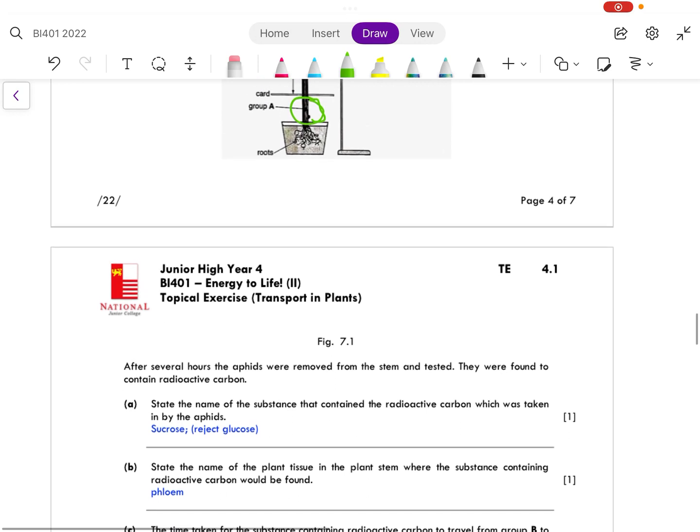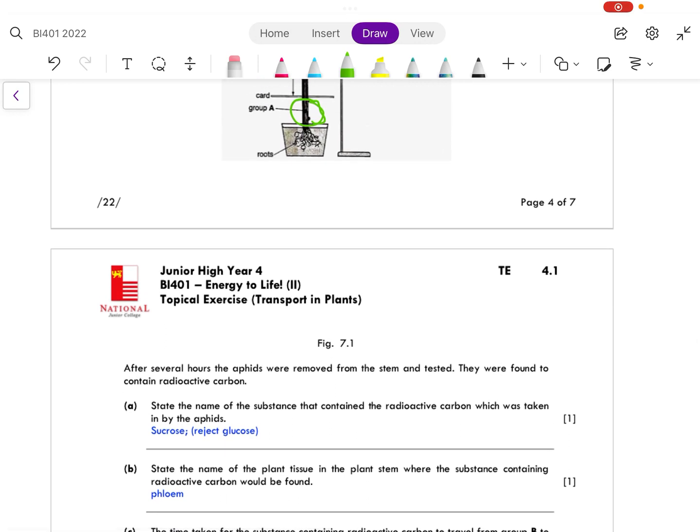So the first question, they say after several hours, the aphids were removed from the stem and tested. They were found to contain radioactive carbon. State the name of the substance that contained the radioactive carbon which was taken in by aphids. The substance would be sucrose. Okay, sucrose is a sugar, and this sugar was made from, in part, glucose. You cannot say that the substance is glucose because glucose is not the thing that's transported through the phloem. It is sucrose.